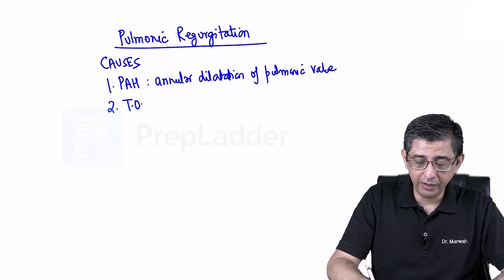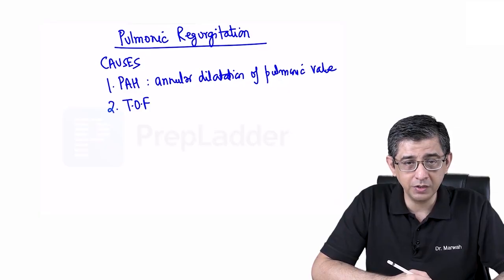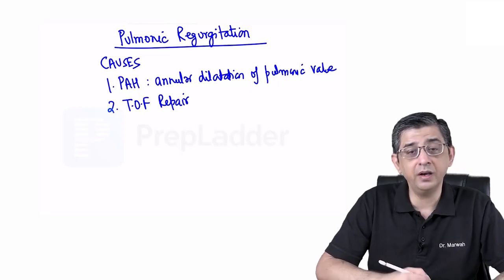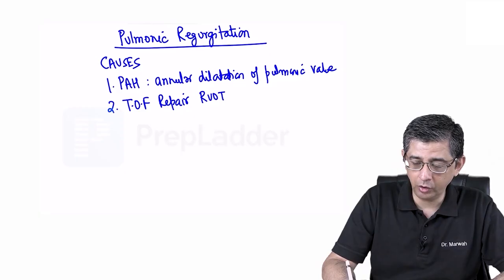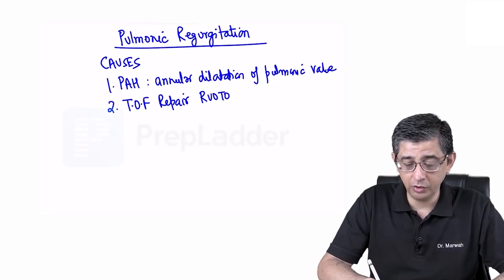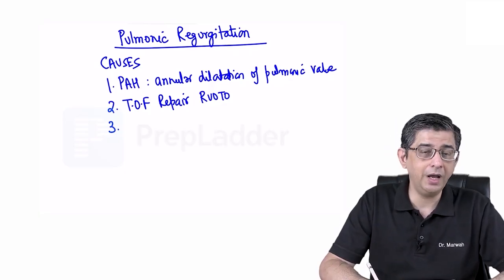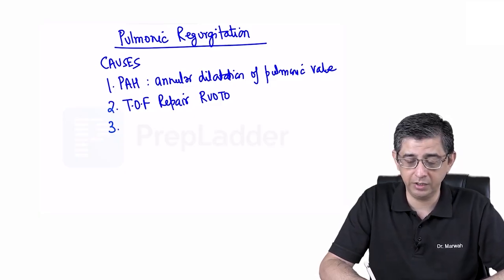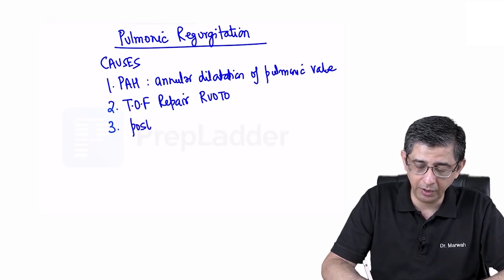We are aware of the fact that in tetralogy of Fallot, there is going to be a subpulmonic stenosis. So when a surgeon is doing a tetralogy of Fallot repair, if there is an overcorrection of the right ventricular outflow tract obstruction, then this overcorrection can contribute to the opposite developing in the patient. He had a subpulmonic stenosis but ended up after surgery with pulmonic regurgitation. The same is the situation after a balloon valvotomy.